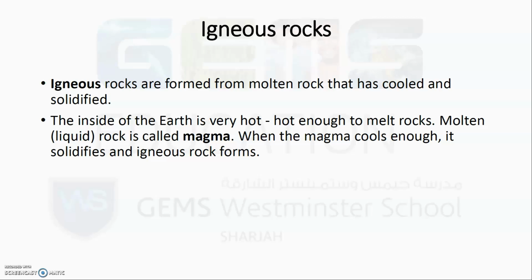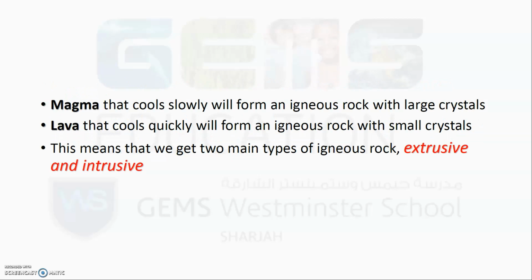But magma and lava are different. Maybe I'll tell you later. But both of them solidify and igneous rock is formed. This is how it's basically formed. Okay, so magma and lava.